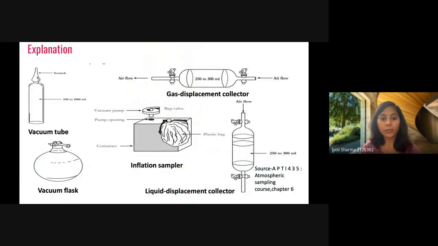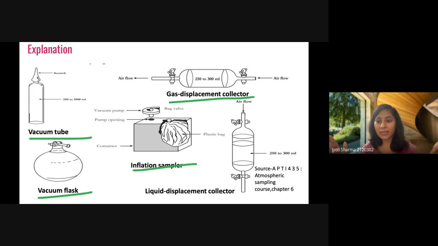Okay, so just see here, these are the different containers, or you can say flasks, in which we can store the ambient air. And this will be part of the grab sampling. So you can use a vacuum tube, a vacuum flask, an inflation sampler, a gas displacement collector. And likewise, we have a lot of tubes, flasks, or containers in which we can grab the ambient air, right?